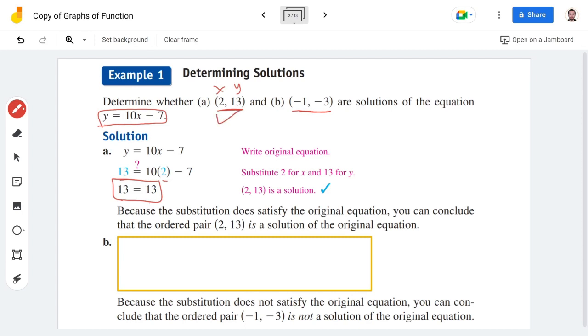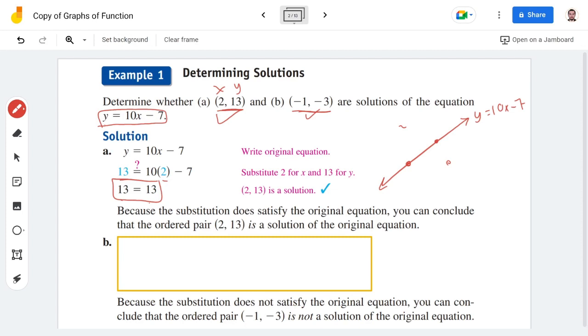What does a solution mean? Let's say we have this line, which represents y = 10x - 7. If you put in (2, 13), it will be on the line. We need to check (-1, -3): is it on the line or somewhere else? To check it, we just apply the point in the equation to see if it is on the line or not.